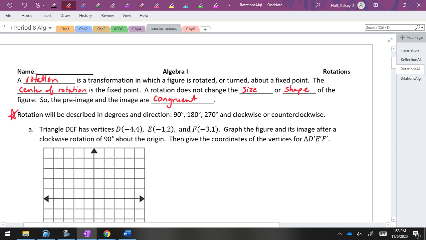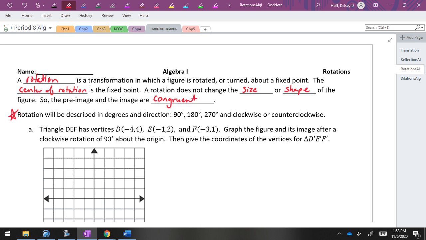This next line is the important piece here. Rotations are described in their degrees, 90, 180, and 270, but then they're also described as clockwise or counterclockwise. So 90 is like a quarter turn, 180 is a half turn, and 270 is 3/4. Why don't I list 360? It'd be right back to where you started at. Very good. There'd be no sense in rotating it that amount.